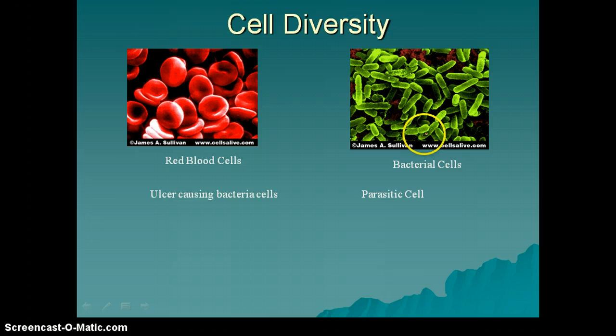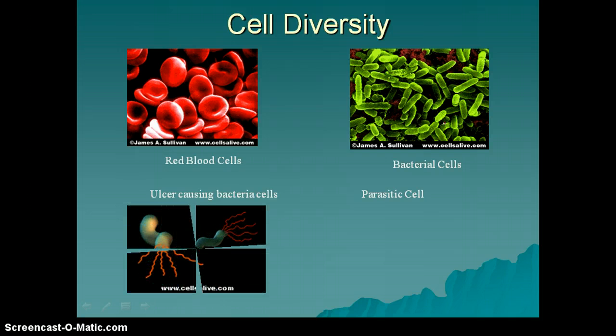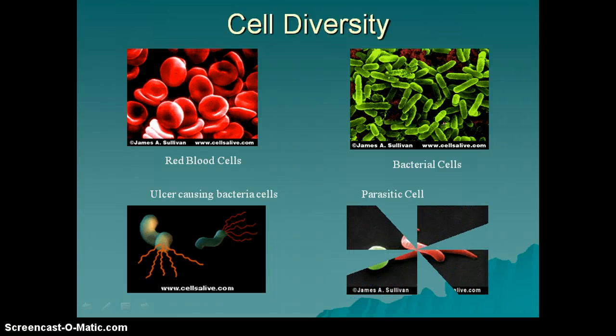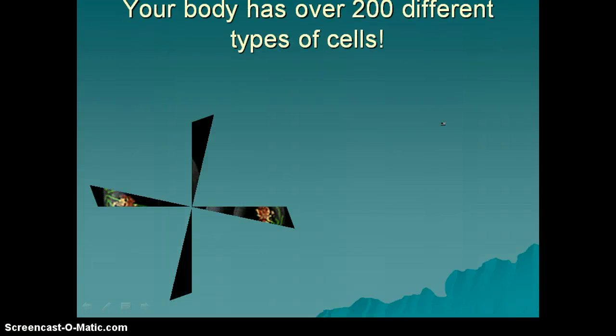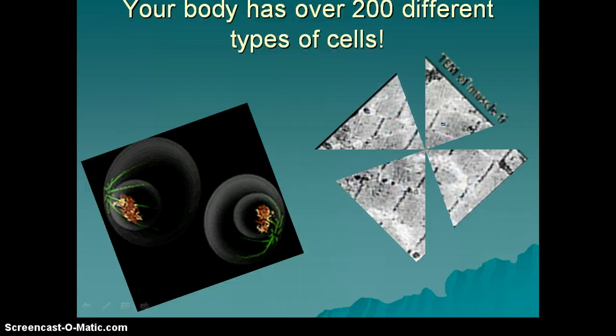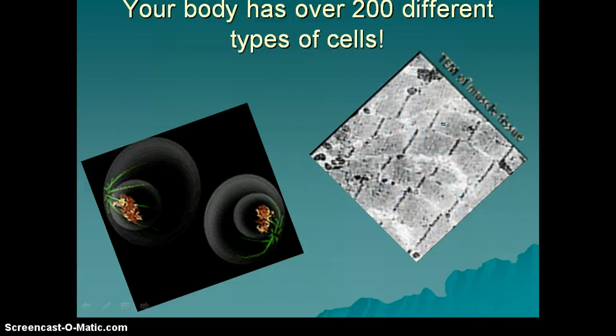And then bacterial cells can be a variety of different looks, but notice these are rod-shaped bacterial cells. These cells here are computer-generated ulcer-causing bacteria cells, and notice they have these little hairs that come off the end to allow them to project and move. And then a parasitic cell, which looks even a little bit different. So cells can be a variety of shapes, and a variety of functions go along with those shapes. Our body has over 200 different types of cells. Let's show you some examples of what those look like.